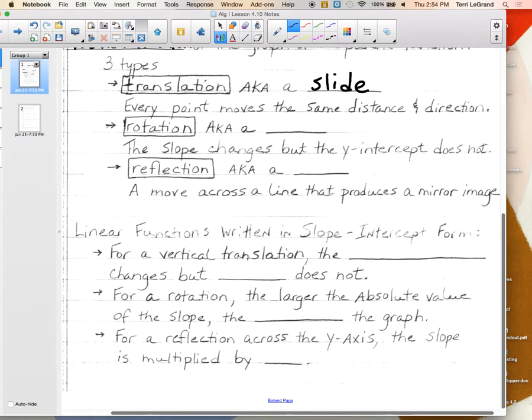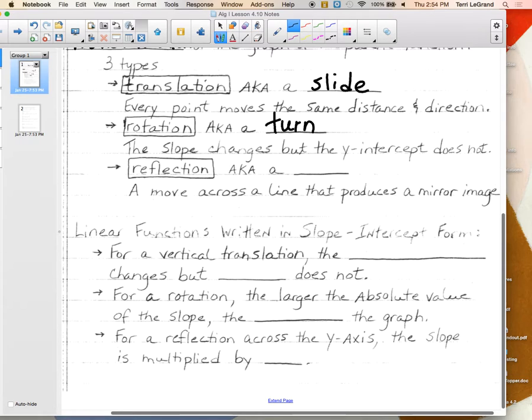Okay? Rotation. What's another name for a rotation? What do you think of when you think about something rotating? Spin. A spin, but a turn. We're going to call it a turn. Okay? So, spin's not a bad word. We're going to call it a turn. A rotation is also known as a turn. In a rotation, because the line turns, the slope has to change. But the y-intercept doesn't have to change. In fact, it does not change. Because here's what happens.